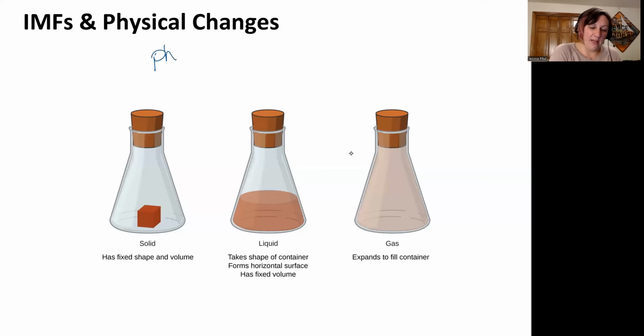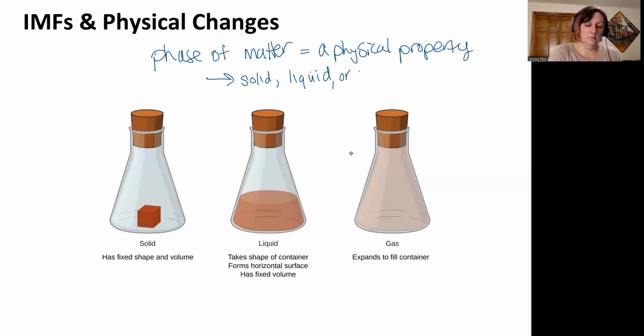So a phase of matter is a physical property. And the phase of matter will be either a solid, a liquid, or a gas. There's also plasmas, but those won't really apply to what we're working on here. So we're just going to focus on these three.